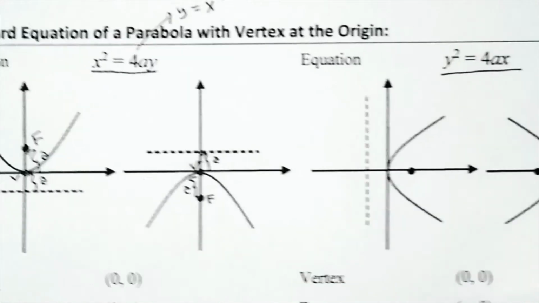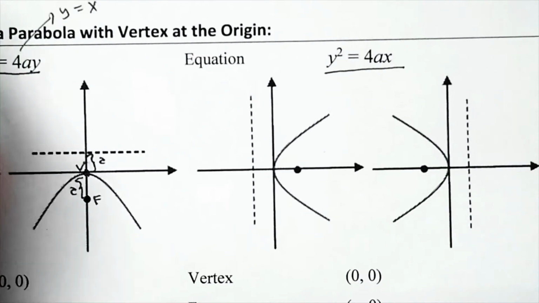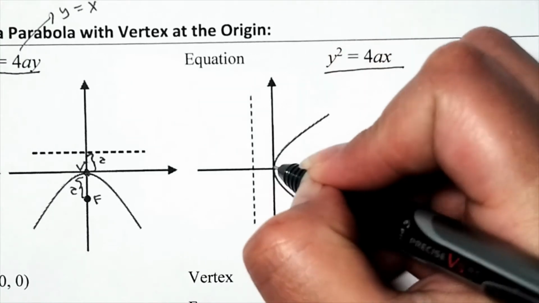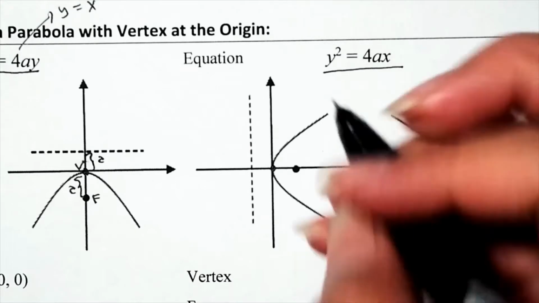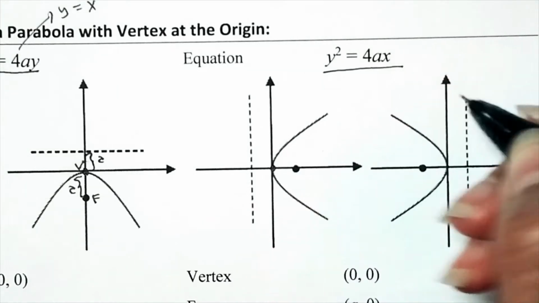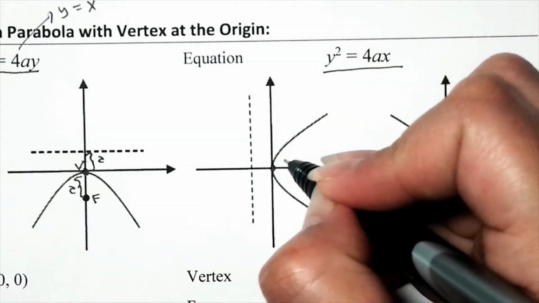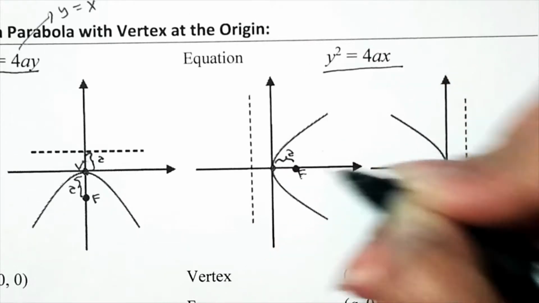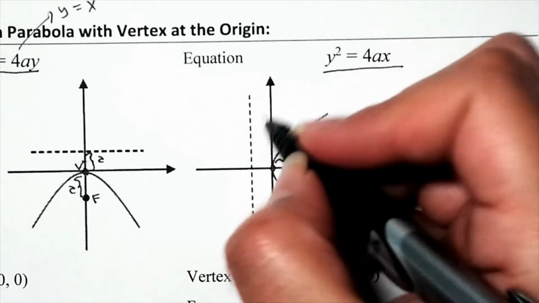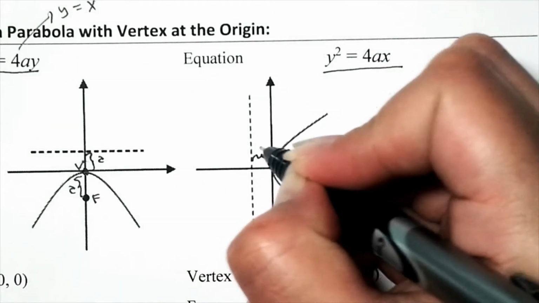What if our parabolas open sideways? It's no different. We have our vertex right there. To graph the focus, if a is positive, we go so many units to the right. That will be our focus. For the directrix, we go so many units to the left.